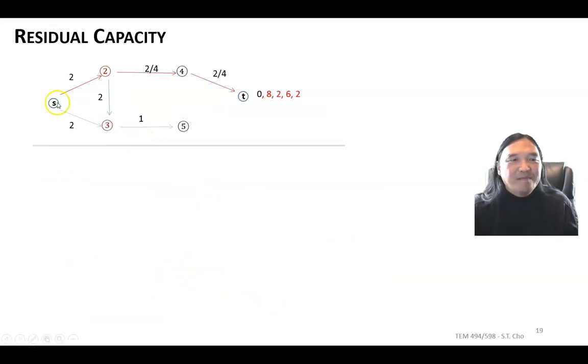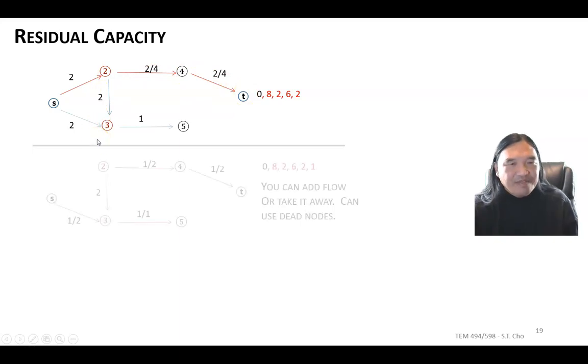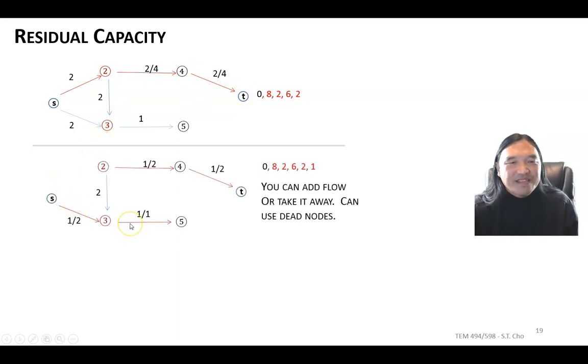So for my next step, I'm going to go along this path, where I go 2 out of 4, 2 out of 4. And so now, my chart looks like this.